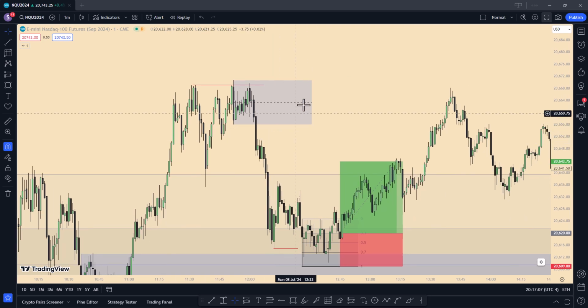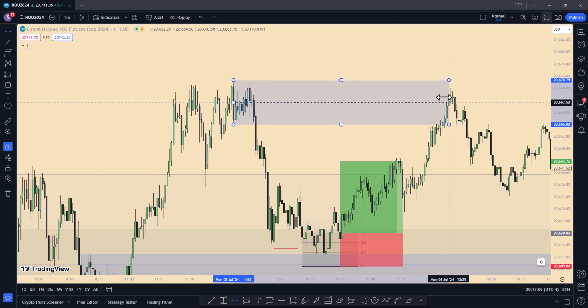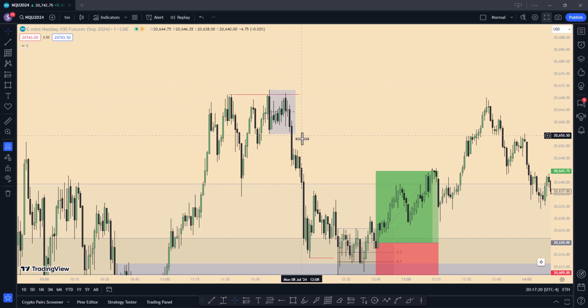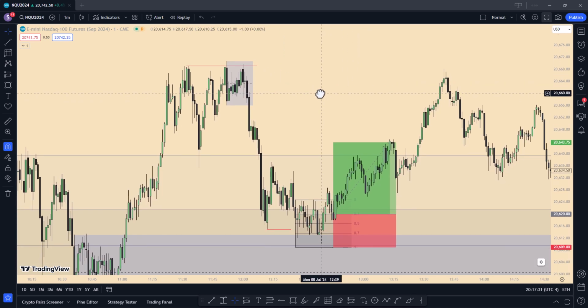Of course, no entry, but it offered that here. As you can see, price returned back into it and it offered the entry, but this is kind of a risky entry. And you really don't want to trade this. We are not inside the zone. And this was also an all-time high, right? This was an all-time high. You don't want to short this, right?